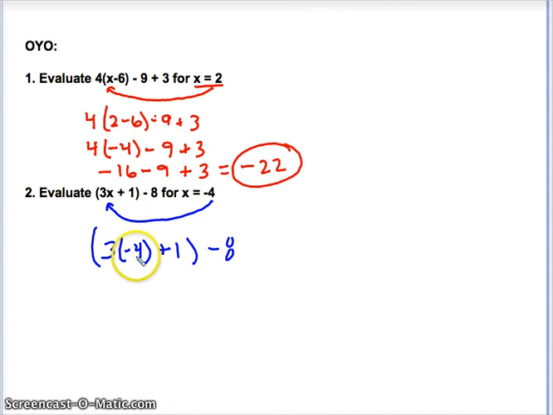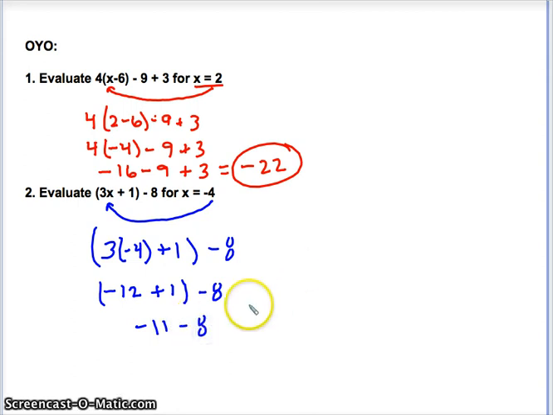Okay, 3 times -4 is -12 plus 1. And then minus 8. I'll do what's inside the parentheses first. So -12 plus 1 is -11. Minus 8 leaves me with -19.